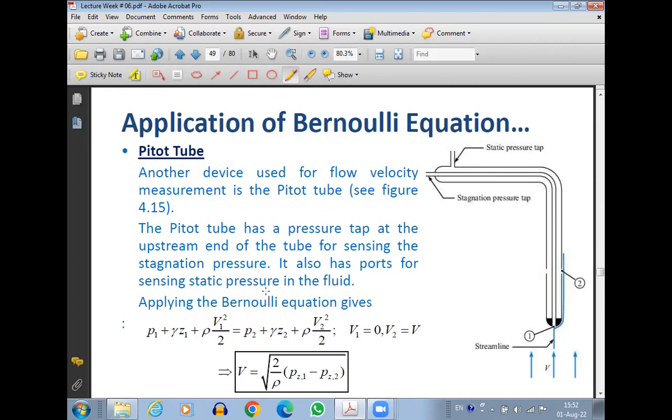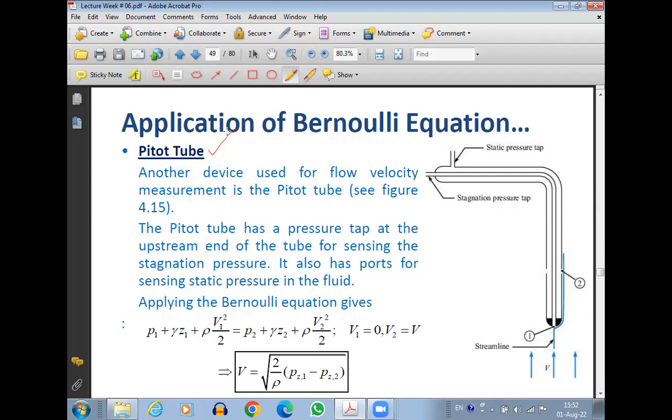Now that limitation is removed if we use another device which is known as the Pitot tube. The Pitot tube is also a device to measure the velocity using the pressures, but it has a specific construction such that the Pitot tube can be connected to a differential manometer, and then the differential manometer is just going to give us the difference between the overall head and the piezometric head. The difference between the overall head and the piezometric head is the kinetic head. So if I get the kinetic head, I can directly get the value of the velocity.